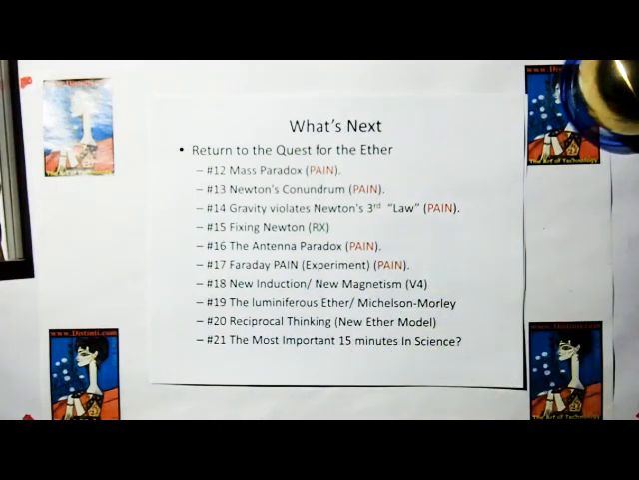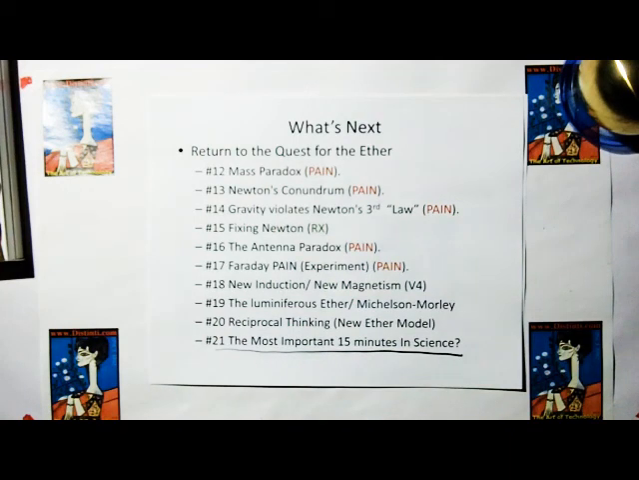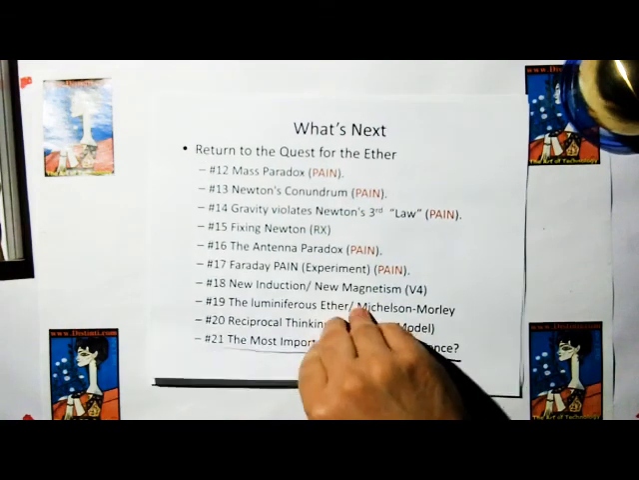But the most important one is number 21. That is going to be the most important revelation in probably the majority of the videos. That's going to be the one. If you don't see any of the other videos, just see number 21, which will be out sometime in April.